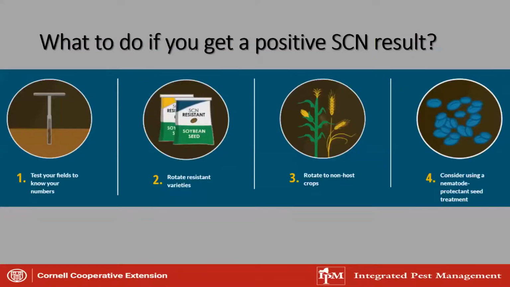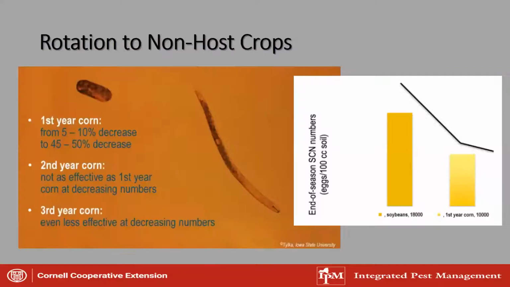So what do you do once you've got a positive sample? Well, we already went over testing, so keep testing and keep track of your numbers. Next, I want to cover crop rotation. This is a really important tool and a really great one for us here in New York State, because many of us are already doing some great crop rotations, whether it's small grains or corn or hay or something like that. So, rotation to non-host crops.